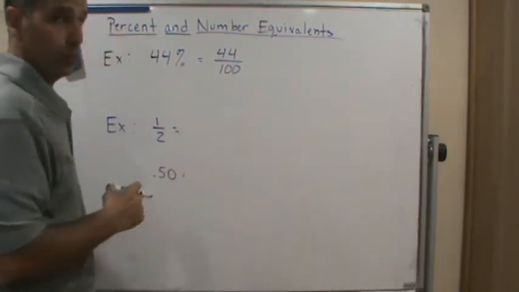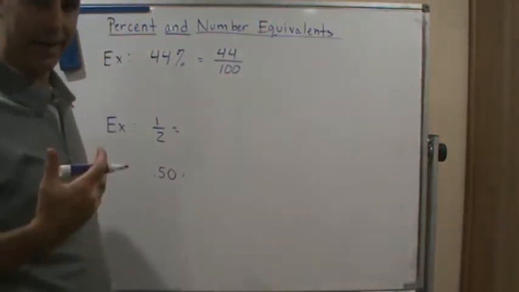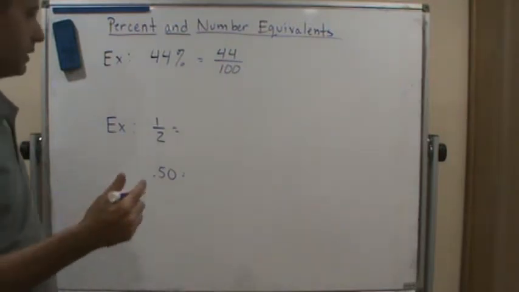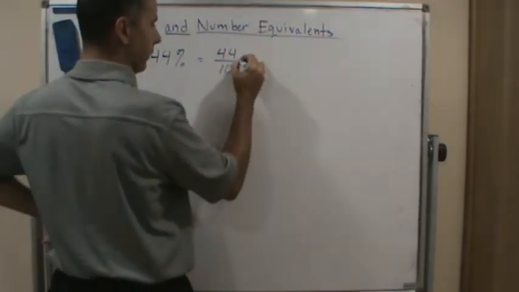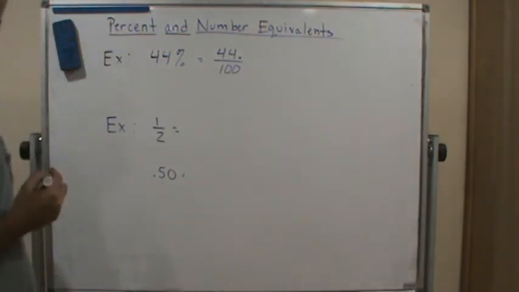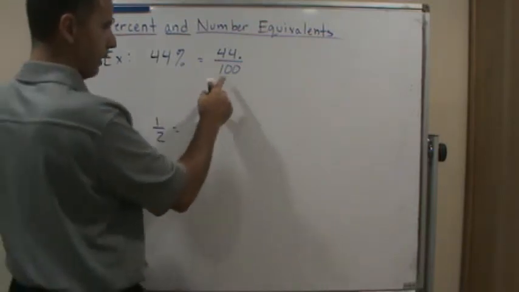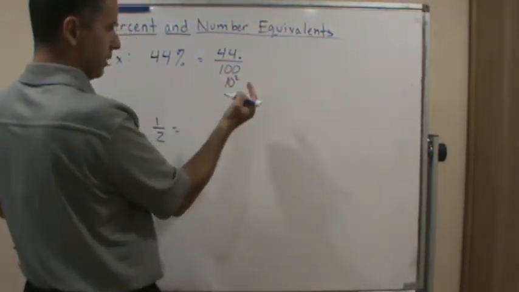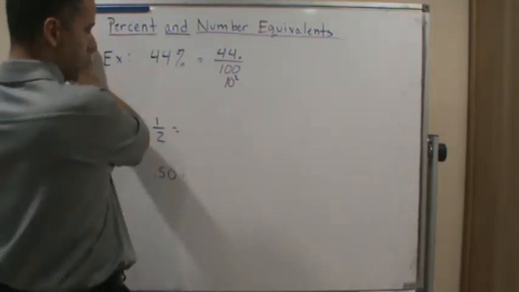Now remember what happens when you divide by 10. Every time you divide by 10, it moves the decimal point. So there's a decimal point here, and it moves to the left. Here I've got 10 squared, so it's going to move the decimal point to the left 2 spots.